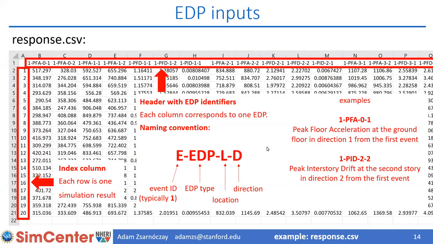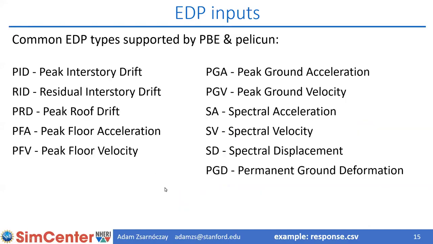Now, which types of EDPs do we support? That's also an important detail. We support quite a few already. Besides the typical peak interstory drift and peak floor acceleration, we also support peak floor velocities, residual drifts, peak roof drifts, and a couple of intensity measures also. So if you want to use fragility descriptions that are based on intensity measures rather than engineering demand parameters, you can do that. You just need to provide the intensity measures as if they were EDPs and provide the right fragility descriptions, and then everything else is taken care of in the background.